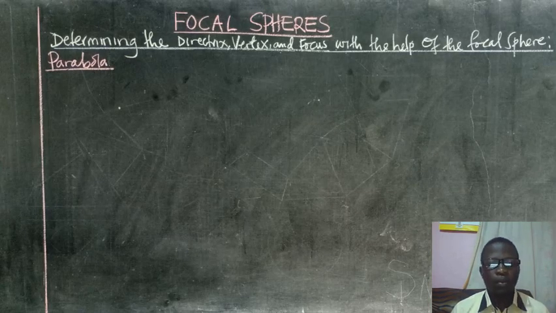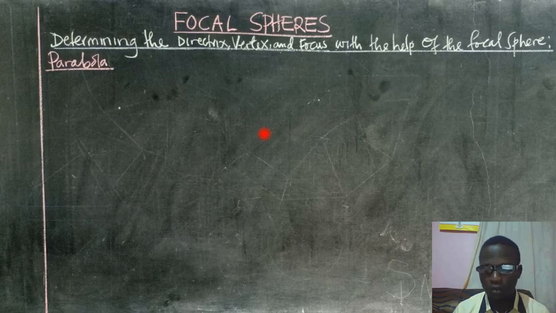We are looking at focal spheres, and in this case we are going to use the focal spheres to determine the directrix, vertex and the focus of the parabola. And as you can see, we have our heading here as parabola. Now we are going to have an example which will guide us in the question.